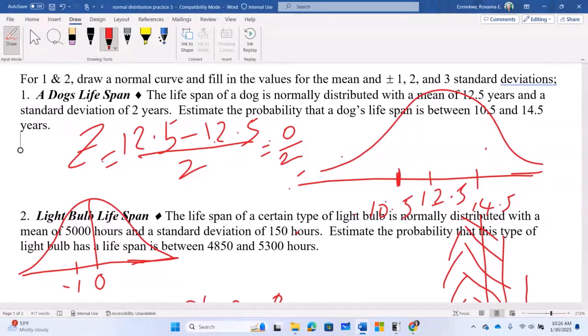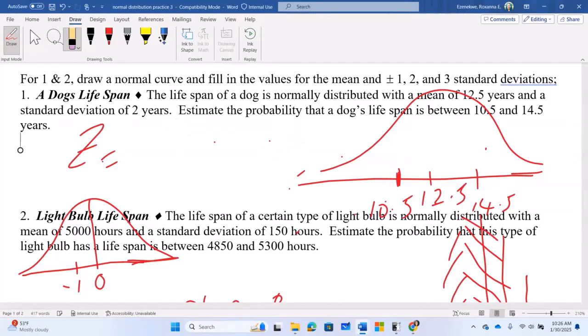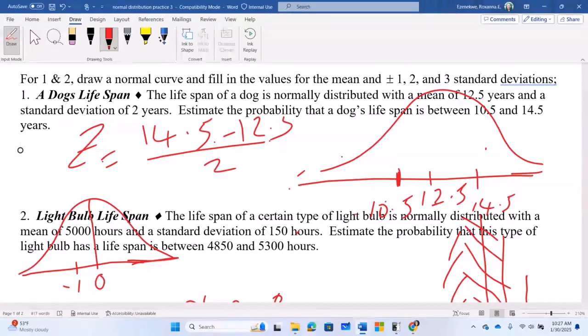Now I'm going to standardize one standard deviation above the mean. So that's what I'm going to do now. One standard deviation above the mean is 14.5. So 14.5 minus the mean 12.5, divided by 2. 14.5 minus 12.5 is 2. 2 divided by 2 is 1. So 14.5 is one standard deviation above the mean.